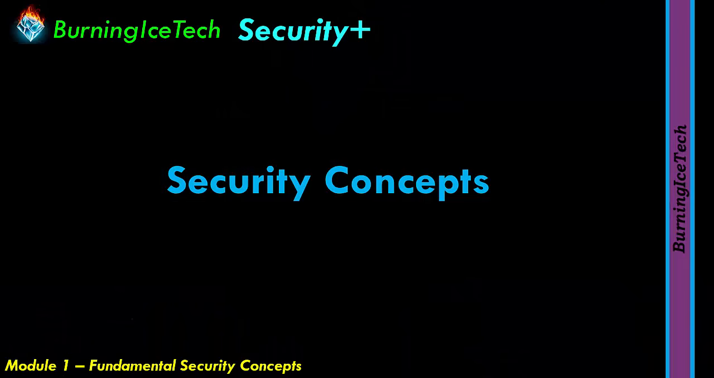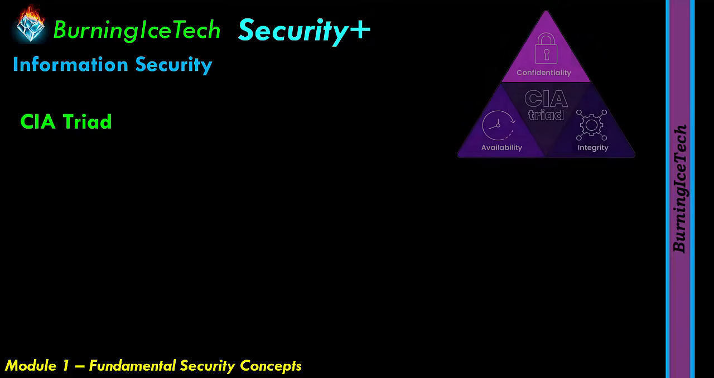Alright folks, let's start at that first main section, security concepts. Within this first main section, the first topic up is information security. So what we're going to be talking about here is the CIA triad. There's a bit of a picture for you there on the right hand side.